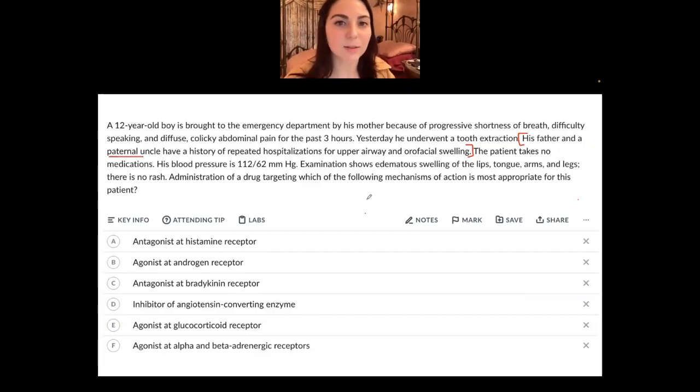So something like an allergic reaction is probably not what's going on here, because allergies are not really genetic. Like I said, my twin brother has none of my allergies.